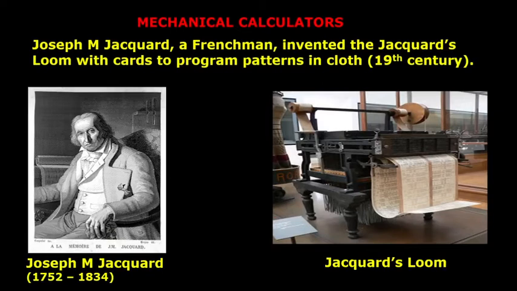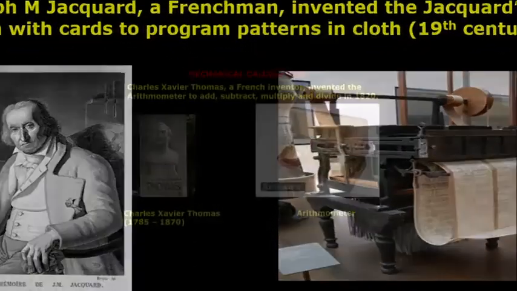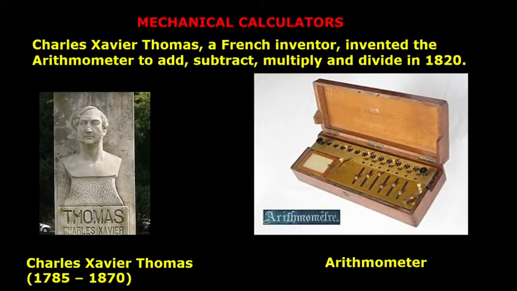Joseph M. Jacquard, a Frenchman, invented the Jacquard's loom with cards to program patterns in cloth in the 19th century. He was born in 1752 and he died in 1834. Charles Xavier Thomas, a French inventor, invented the arithmometer to add, subtract, multiply, and divide in 1822. He was born in 1785 and he died in 1870.